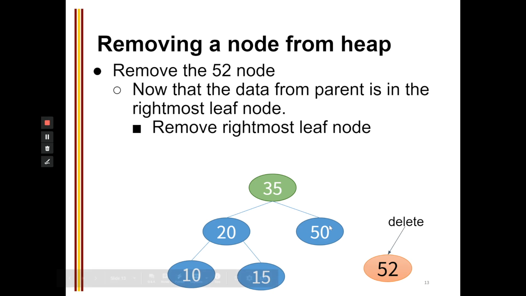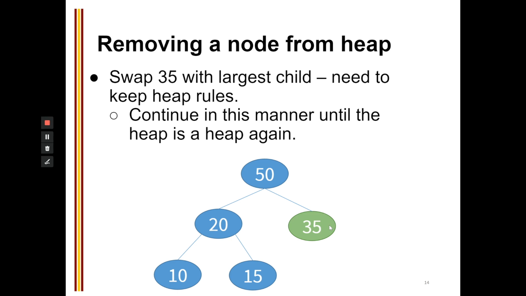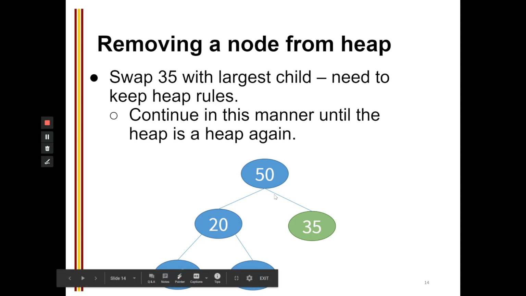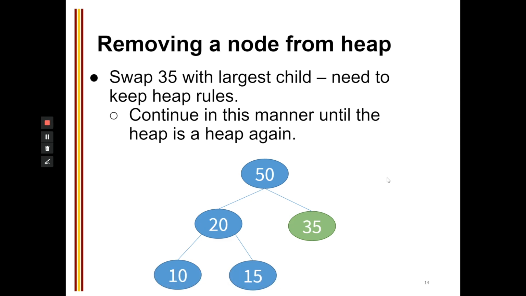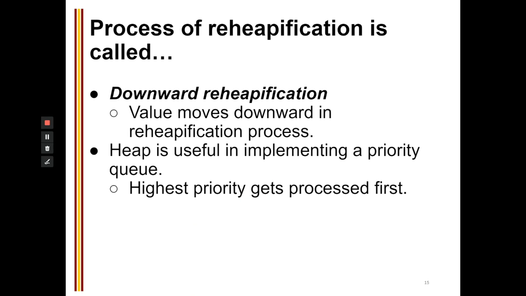So what do we want to do? We want to swap 35 with the largest child in order to maintain the heap rules. And at this point, after the first swap, we're back to being a heap. But if this was a larger tree and you had to do more swaps, that's okay. You just continue to swap with the largest child until a heap is a heap again. So this is another example of reheapification. However, we're no longer moving up, we're moving down. Therefore, it is called downward reheapification. What a cool word, right?